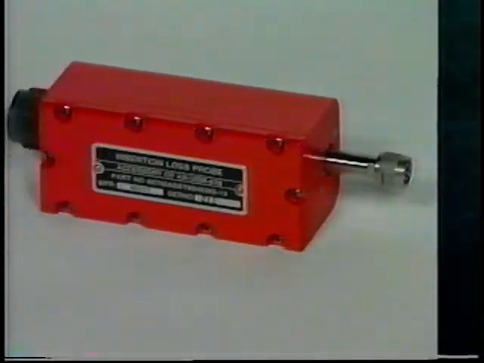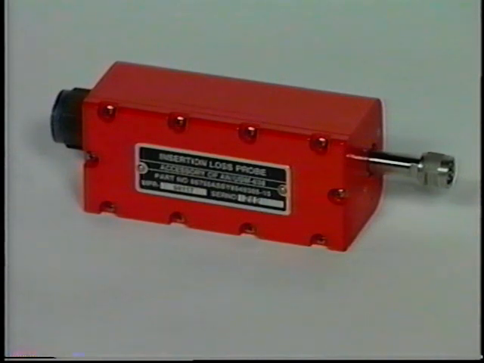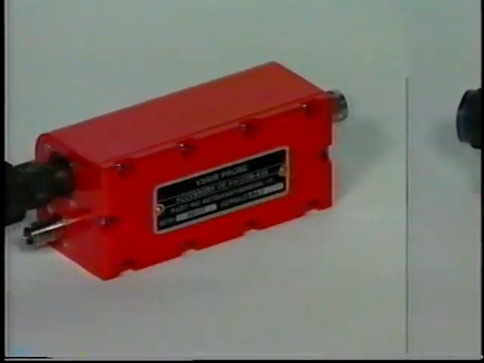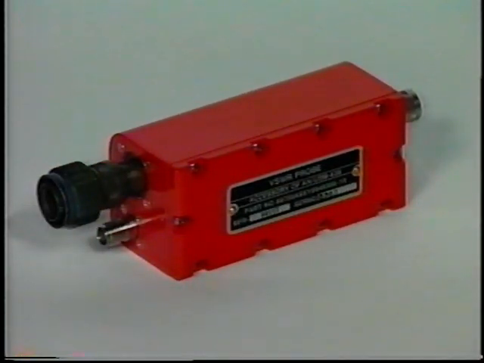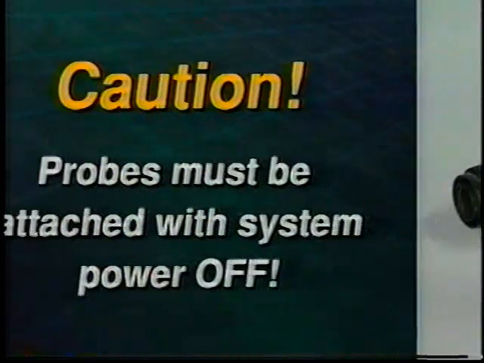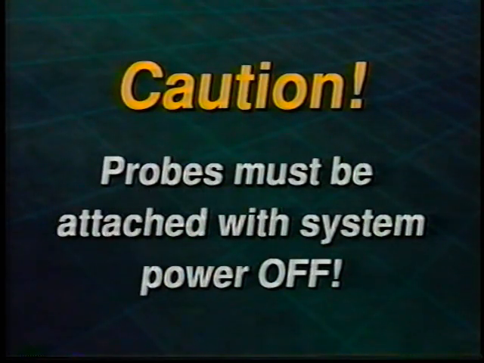The insertion loss probe contains a temperature-stabilized RF detector, which receives RF from the path being tested, converts it to log video, then sends the log video to riftlets, where it is digitized and stored. The VISWAR probe transfers an RF signal from riftlets to the path being tested, and then measures the return of the reflected RF energy. Probes must be attached to riftlets with the system power off.